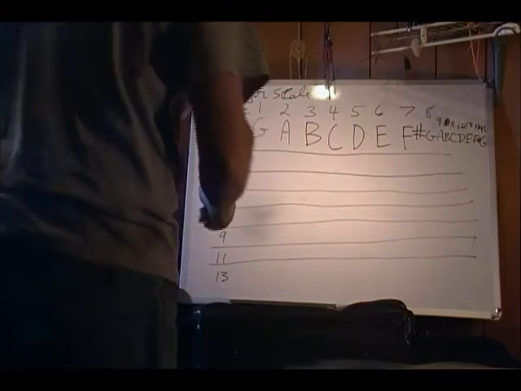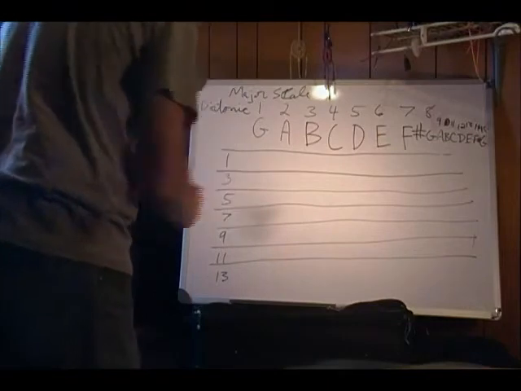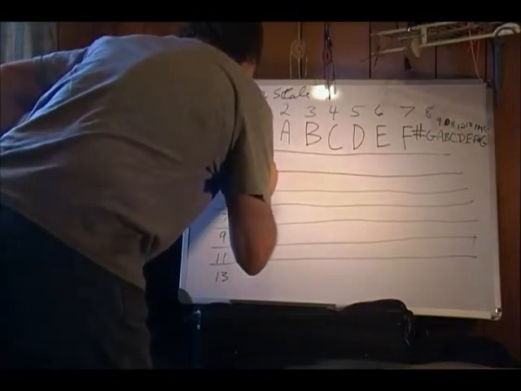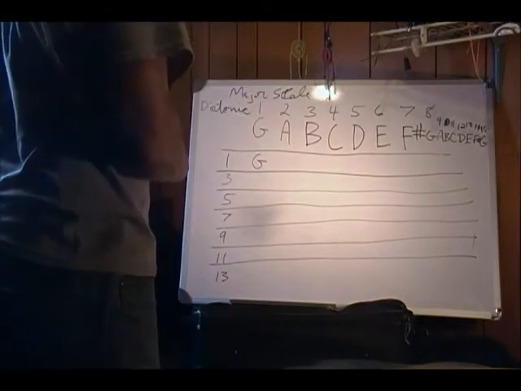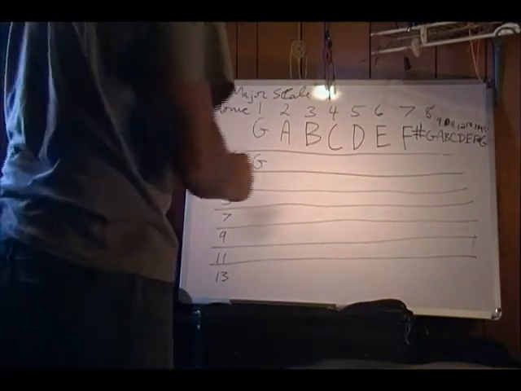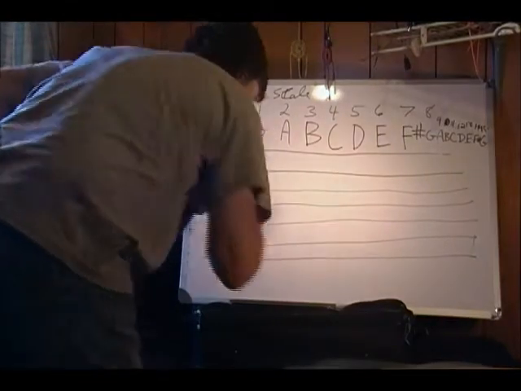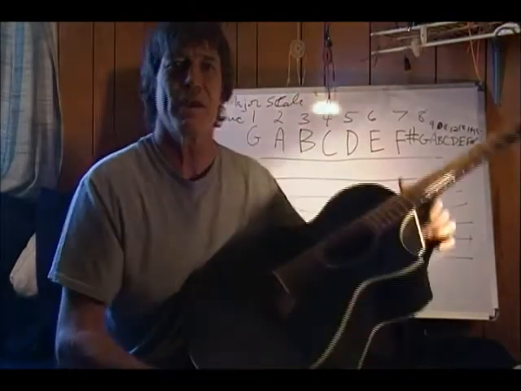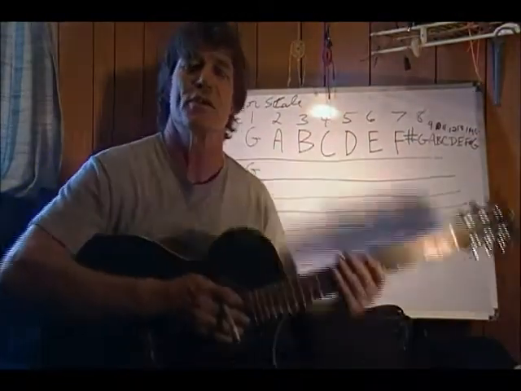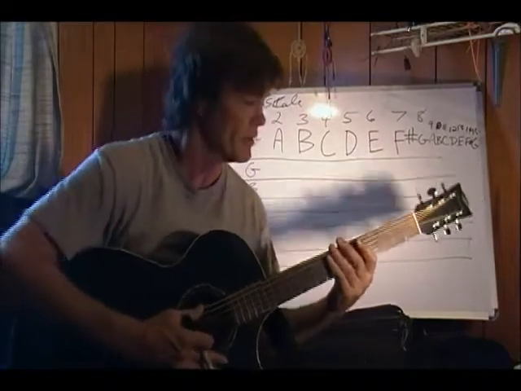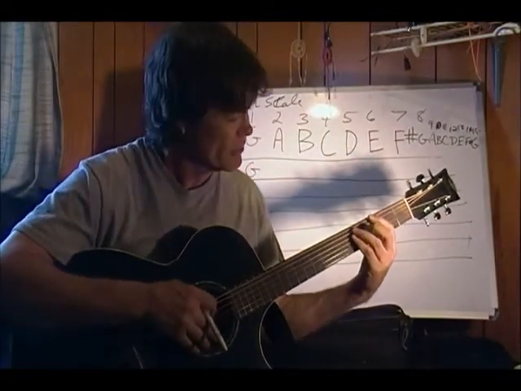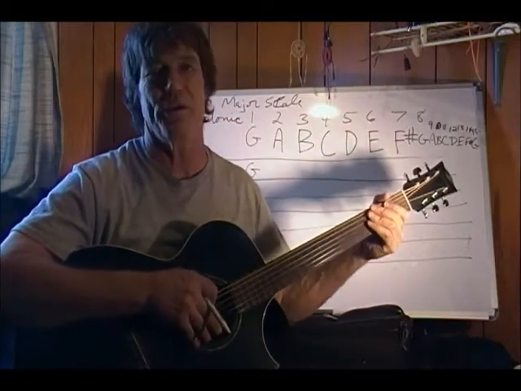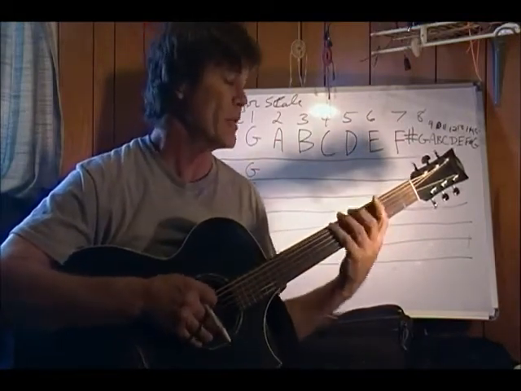So, let's build our first chord. We want the root, which would be G. We want the third, which would be B. Now, this is what makes the difference between a major and a minor chord: the distance between the root and the third. In this case, we have G, and the third is G, A, B, right?